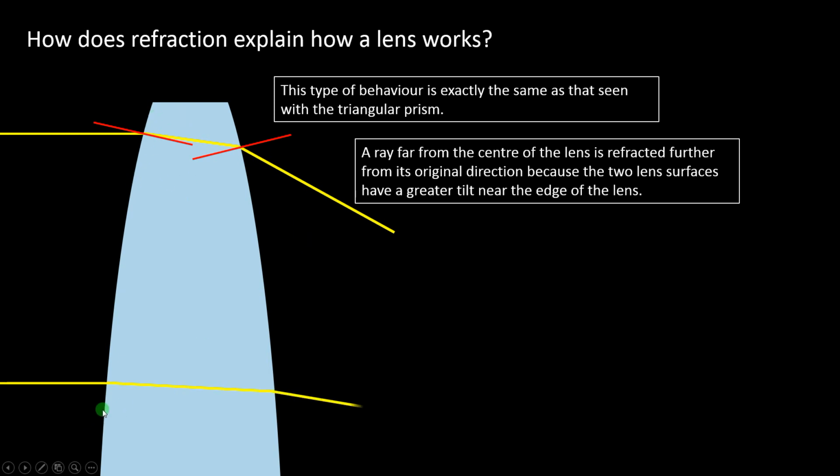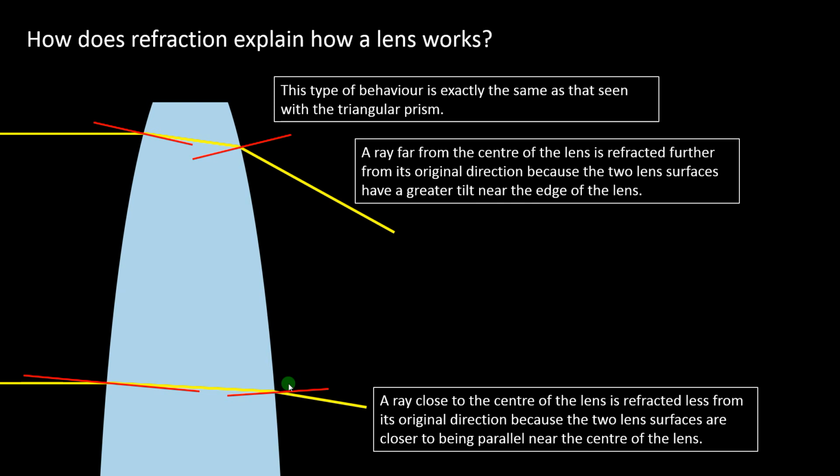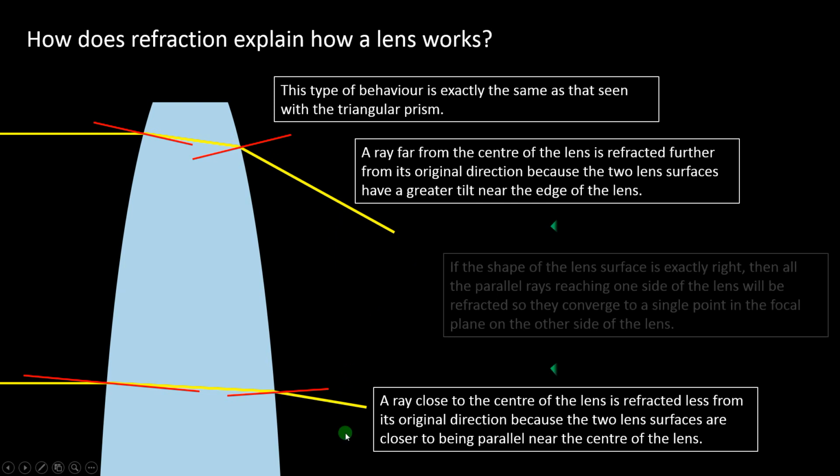And correspondingly, if we look at the ray that is near the center of the lens, then it will be refracted less because the surfaces near the center of the lens are not very tilted compared to each other. They are closer to being parallel. Okay, so what you can see that's done is that the ray at the top here is now heading towards the principal axis at a much steeper angle than the ray at the bottom here. You can see that they are converging.